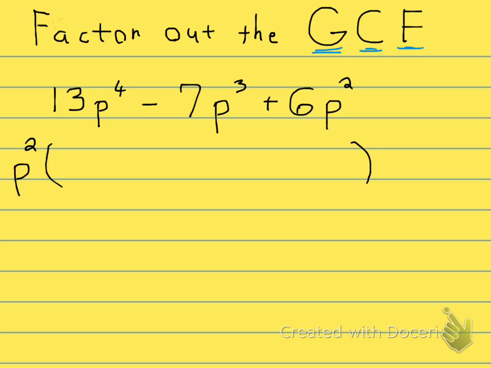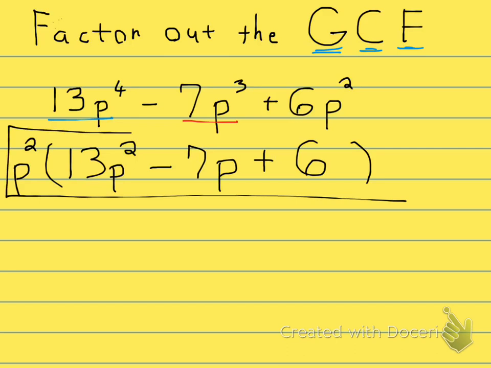So from the first term, after I divide out a p squared, what am I left with? 13 p squared minus my second term, after I divide out a p squared, what am I left with? 7p, right? Take out 2 p's, you're left with 1. And then my last term, after I take out a p squared, what will I be left with? I'll be left with plus 6. And that's it. This is your answer.